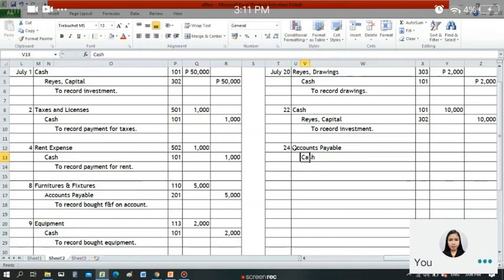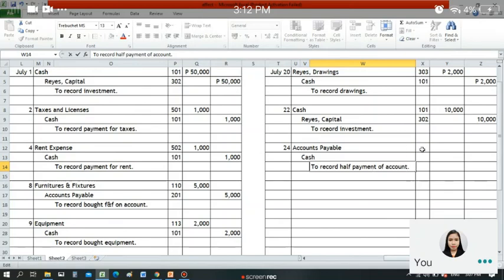We paid a debt, so we record the payment. To record half payment of account. You can shortcut it. To record half payment of account. For a shorter version: half payment of account.